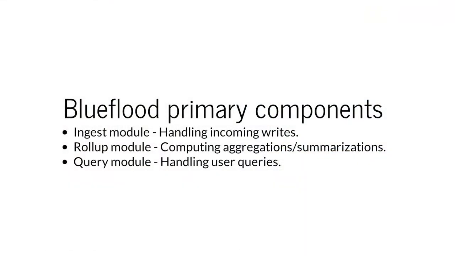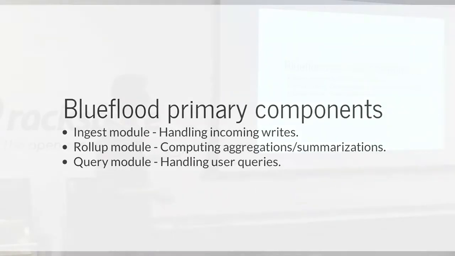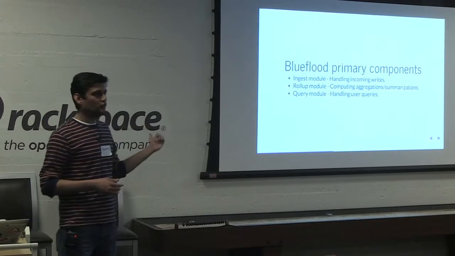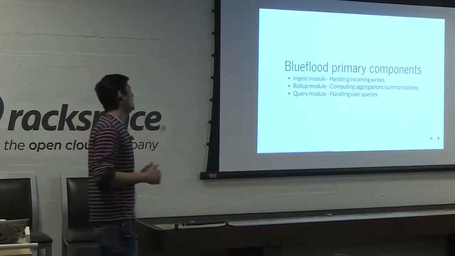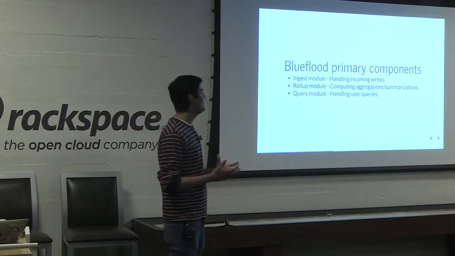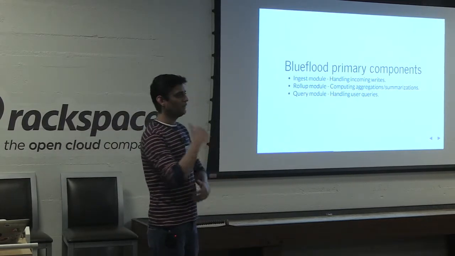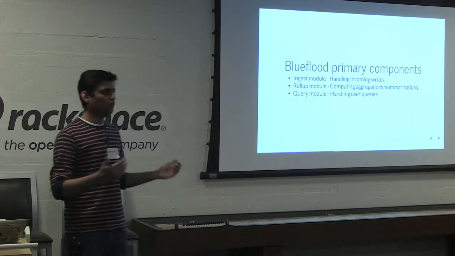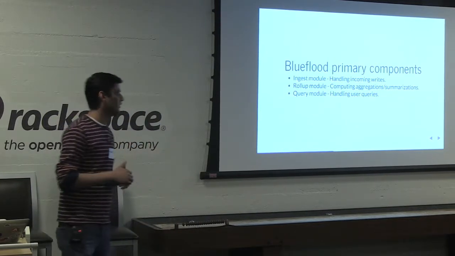Like any metrics gathering system, Blueflood has three primary components. One is the ingestion module, the rollup module, and the query module. The ingestion module is basically responsible for handling metrics. So you could actually use HTTP APIs, post JSON into it. The ingest module basically handles it. The rollup module is the one that actually does the computation and summarization. The query module is what the users actually hit with their read requests.